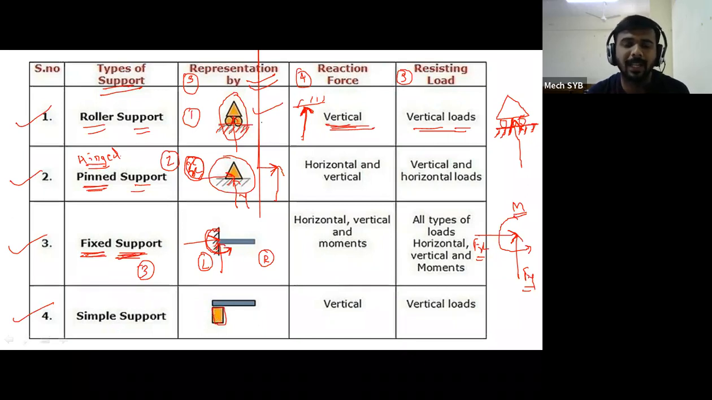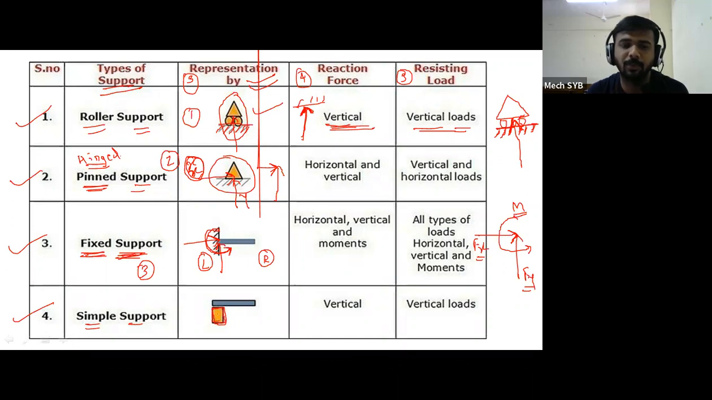रोलर सपोर्ट मध्ये फक्त काय केलाय, रोलर सपोर्टचा सिम्बॉल दिलेला आहे. एक ट्रायंगल आहे, ट्रायंगलच्या खाली 2 सर्कल आहेत, आणि त्या सर्कलच्या खाली फिक्स्ड कंडिशन आहे. And that roller support we are converting in the form of reaction that is in vertical direction. And in the last support, simply support मध्ये पण तेच आहे. There is one horizontal beam and that beam is supported at one side.